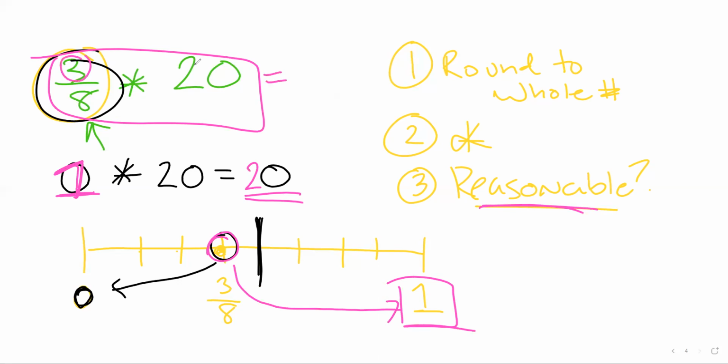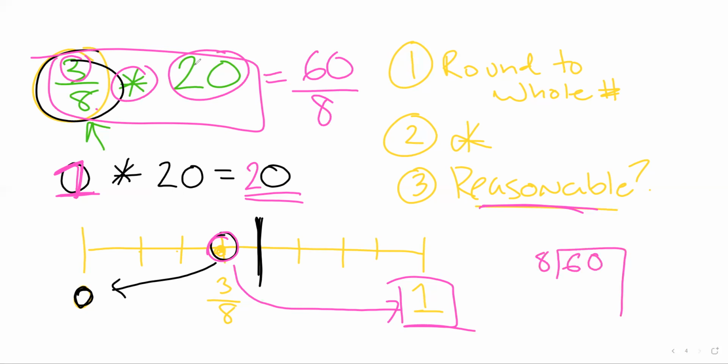So 3 times 20, right? 20 wholes with 3 pieces each is 60. Size of the piece doesn't change. That's a division problem. So 60 divided by 8. 6 times 8 is 48. 8 times 8 is 64. Okay, I'll just start with 6. That's 48. That leaves me with 4. So I have 7 wholes. This converts to 7 wholes and 4 out of 8.